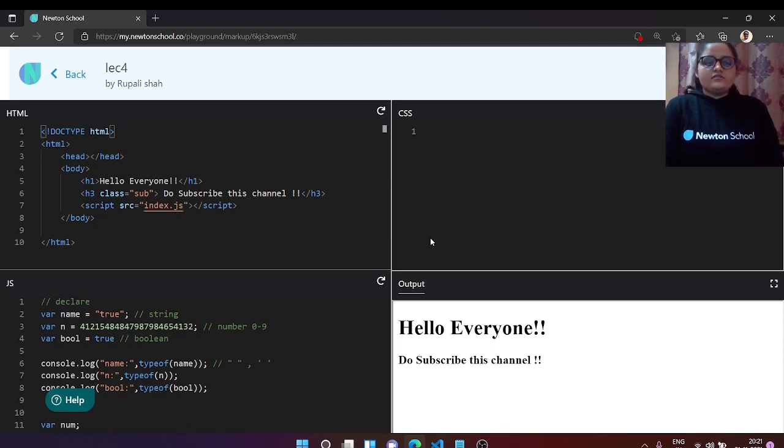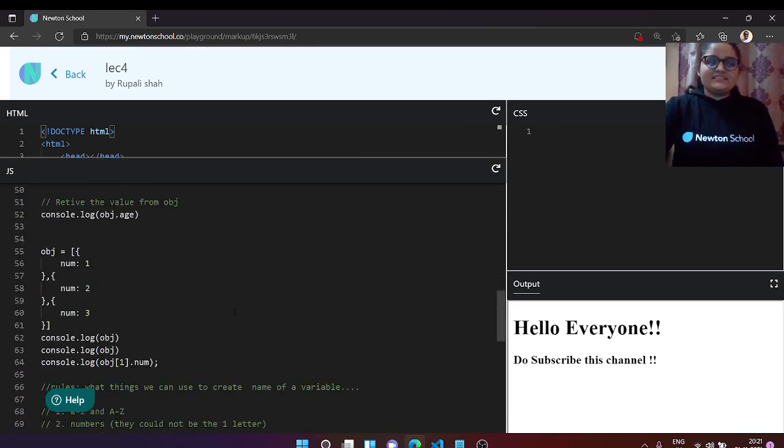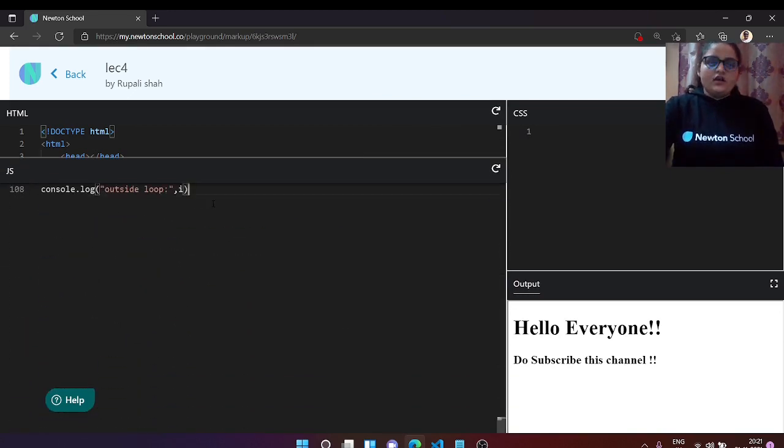Now, today's topic is about operators, and we are going to see what operators are, what operands are, and how we can use them in JavaScript. So, first, let's see what operands are, because operators basically work upon operands. To talk about them in detail and to see examples regarding operators, we are going to use Newton's Launchpad.